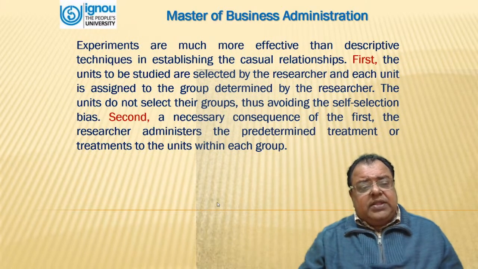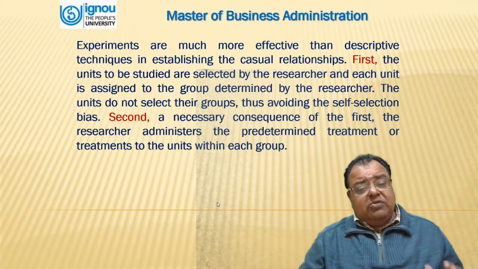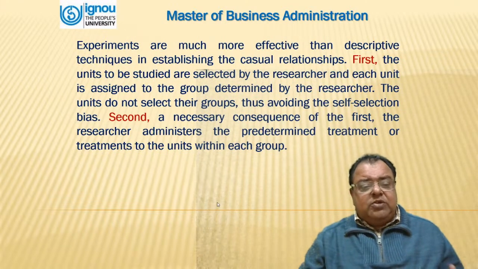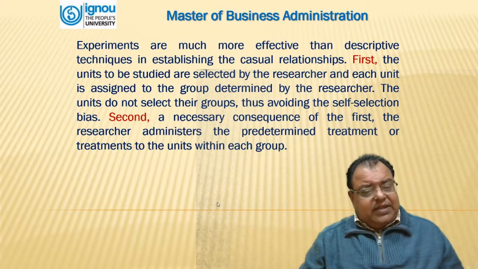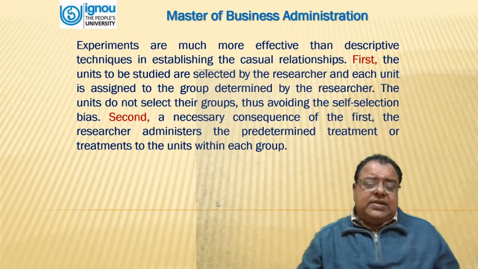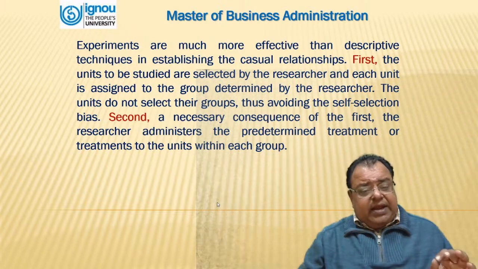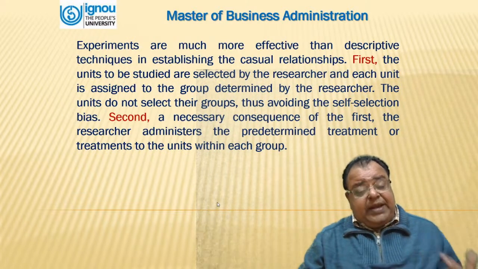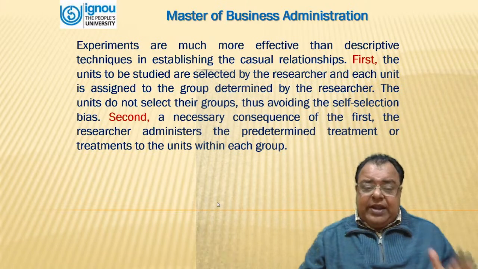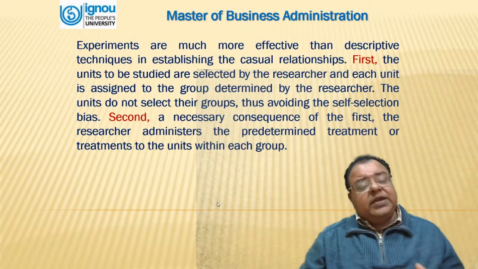First, the units to be studied are selected by the researcher and each unit is assigned to the group determined by the researcher. The units do not select their groups, thus avoiding self-selection bias. Second, the researcher administers the predetermined treatment or treatments to the units within each group.